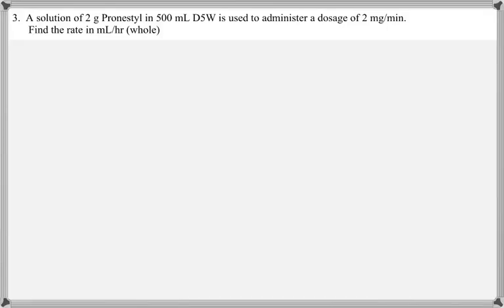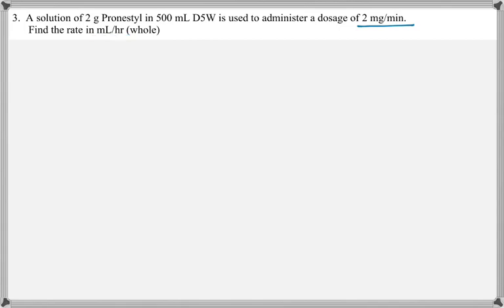Number 3 says a solution of 2 grams pronestal in 500 mLs D5W is used to administer a dosage of 2 milligrams per minute. Find the rate in milliliters per hour. So we have the rate that this dosage is infusing, but our rate is in milligrams per minute, and they want the rate in milliliters per hour.